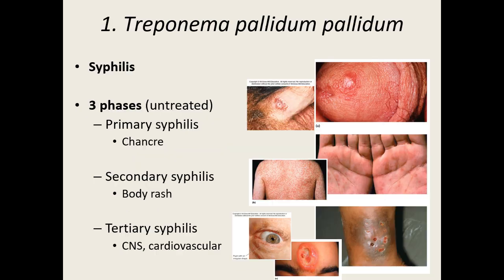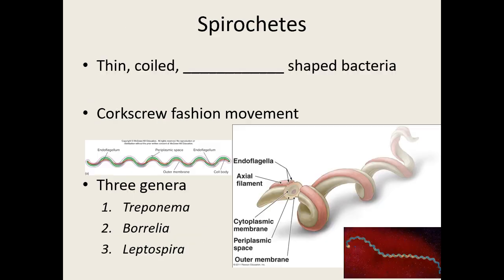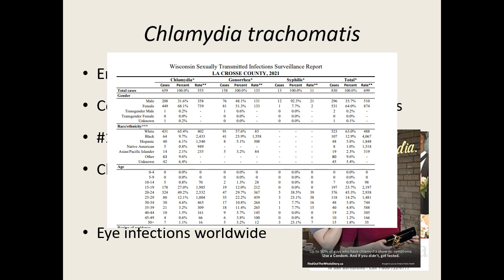So the first one, the Treponema, the official full name of the bacteria that causes human disease is Treponema pallidum pallidum. Why it gets two pallidums, I don't know. But the disease it causes is syphilis. Another STD, and if I go all the way back to my little picture, yes, syphilis, in 2021, we had 13 cases. Almost all of them were exclusively in males, and part of that is because a lot of females are asymptomatic. Don't get tested, don't know you have it.